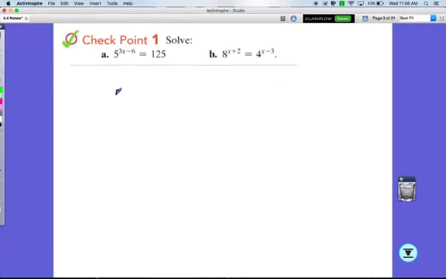Alright, this will be 5 to the 3x minus 6 is equal to 5 to the 3rd. You can drop the base and get 3x minus 6 is equal to 3. Add the 6 over. 3x is equal to 9. Divide by the 3. x is equal to 3.